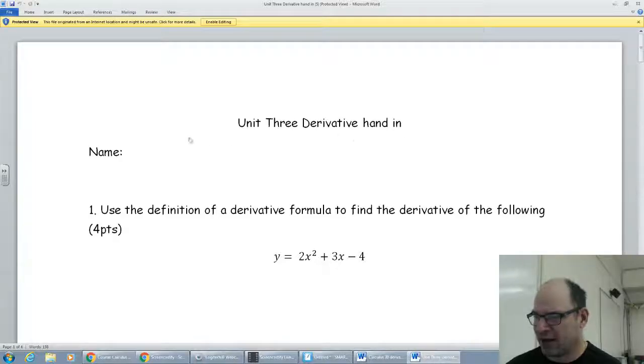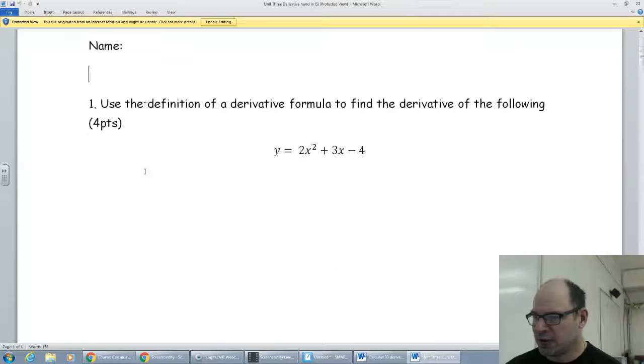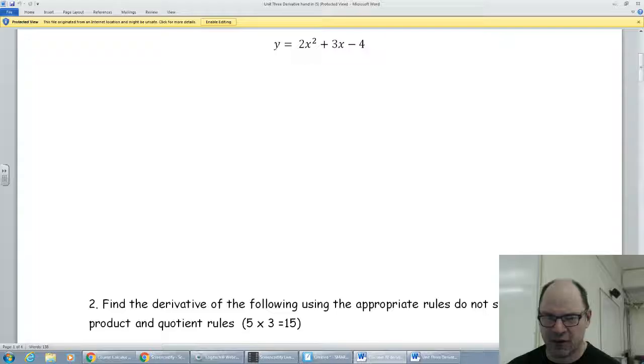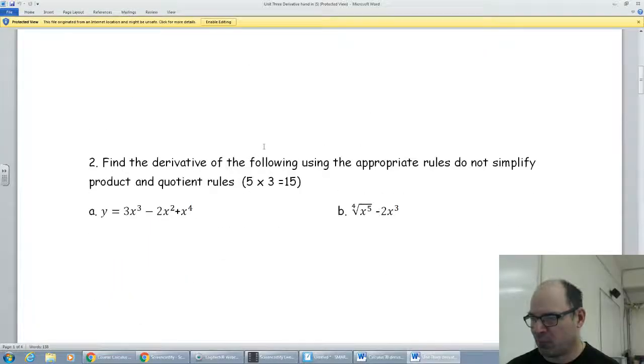So derivative 3 hand-in. So first one, using the definition of the derivative. So if you look, you're going to use that definition of derivative formula, that limit formula. So that's a long way to do it. Okay, so that one's a little bit ugly.